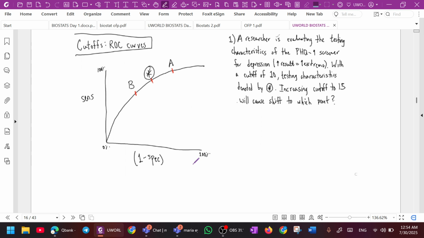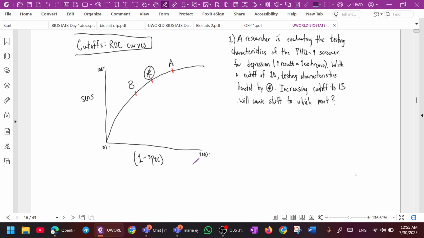The question is saying that for the depression screen in the PHQ-9, that paper they give for depression, they set a cutoff of 10. So if you have 10, then you are diagnosed with depression. This is the normal cutoff. If you answer the questions on the depression screening, they add the points. If you have 10 points, yes, you're diagnosed with depression. If you have less than 10 points, then you don't have depression.